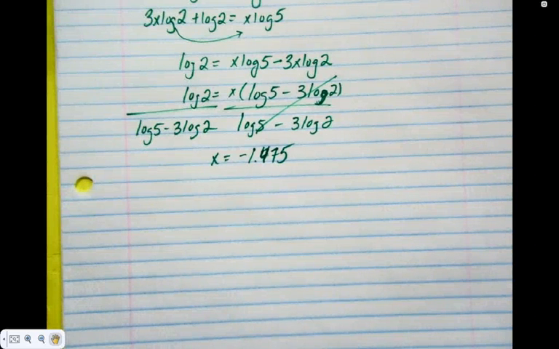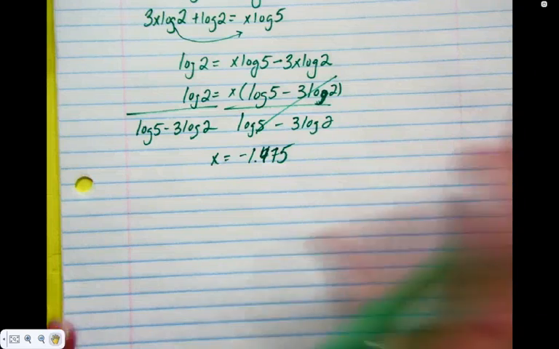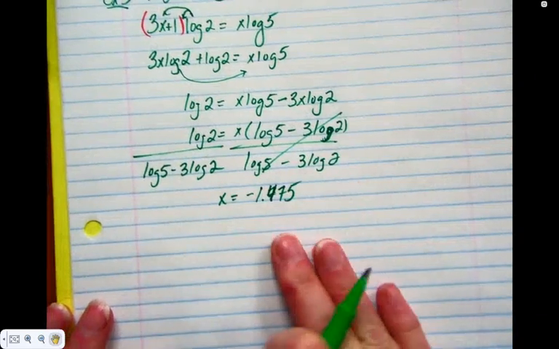Can logs be negative? No. So what do we do? Well, we said yesterday we can't have logs of a negative number. We crossed it out. What do you mean we don't cross it out?